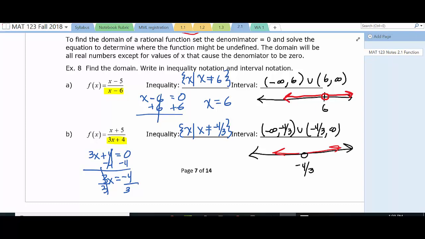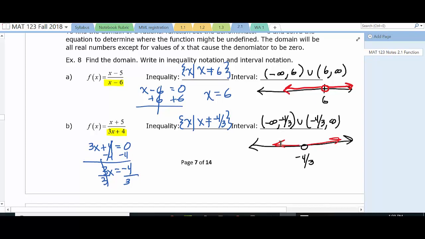You can do it in your head. A lot of times you can. Okay, so that's a rational function. That's how you figure out its domain for now. We're going to look at some other examples later in the class.